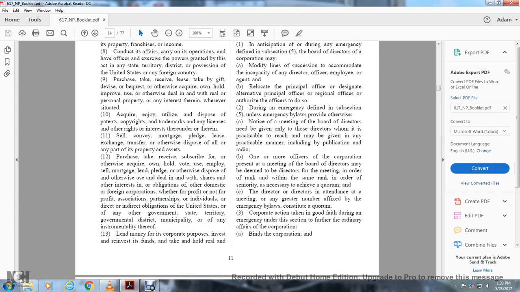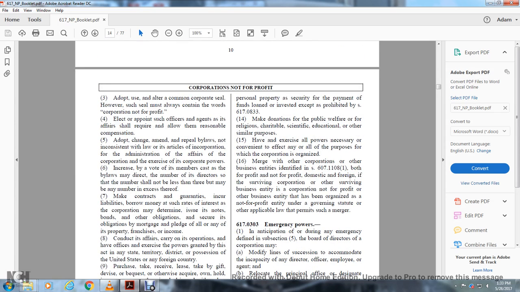12. Purchase, take, receive, subscribe for, and otherwise acquire, own, hold, vote, use, employ, sell, mortgage, lend, pledge, and otherwise dispose of and deal in shares or other interests in, or obligations of, other domestic or foreign corporations, whether for profit or nonprofit, associations, partnerships, individuals, or direct and indirect obligations of the United States or any other government, state, territory, governmental district, or municipality, or instrumentality thereof; lend money for its corporate purposes, invest and reinvest its funds, and take and hold real and personal property as security for the payment of funds loaned or invested, except as prohibited in statute 617.0833; make donations for the public welfare or for religious, charitable, scientific, educational, and other similar purposes; and have and exercise all powers necessary or convenient to effect all of the purposes for which the corporation is organized.